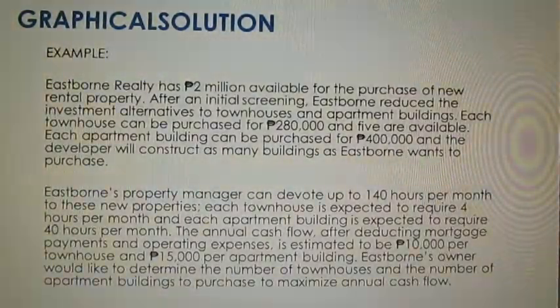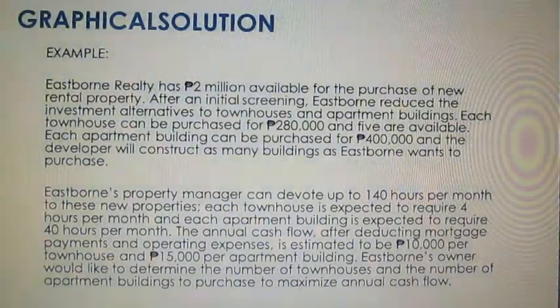Graphical solution. Example: Eastbourne Realty has 2 million pesos available for the purchase of new rental property. After an initial screening, Eastbourne reduced the investment alternatives to townhouses and apartment buildings. Each townhouse can be purchased for 280,000 pesos and 5 are available. Each apartment building can be purchased for 400,000 pesos and the developer will construct as many buildings as Eastbourne wants to purchase.